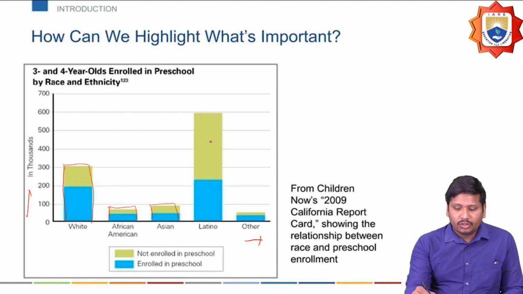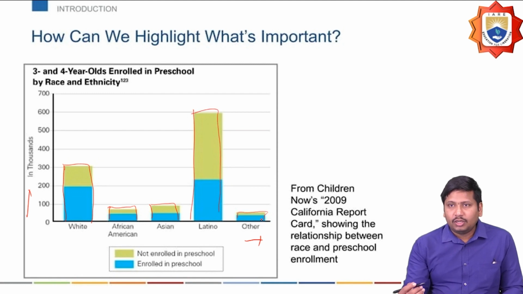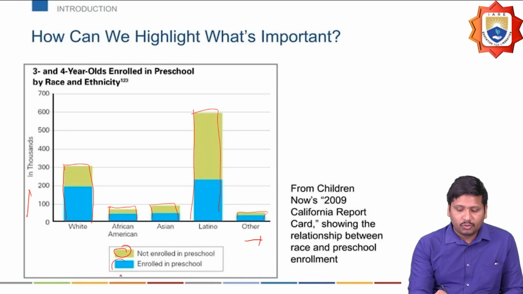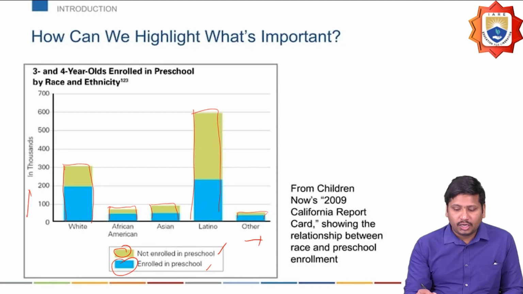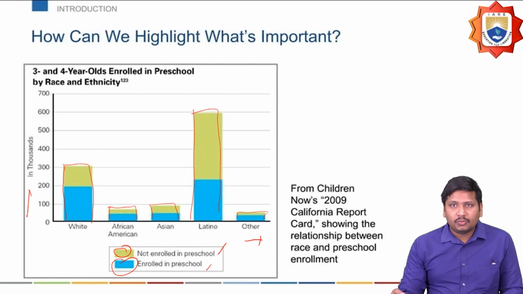If I represent it this way, it is difficult to understand. So I have to mark which students are enrolled in preschool and which are not, by using notations like yellow for not enrolled and blue for preschool-enrolled students. I want to show it like this so that many people can understand what it is.